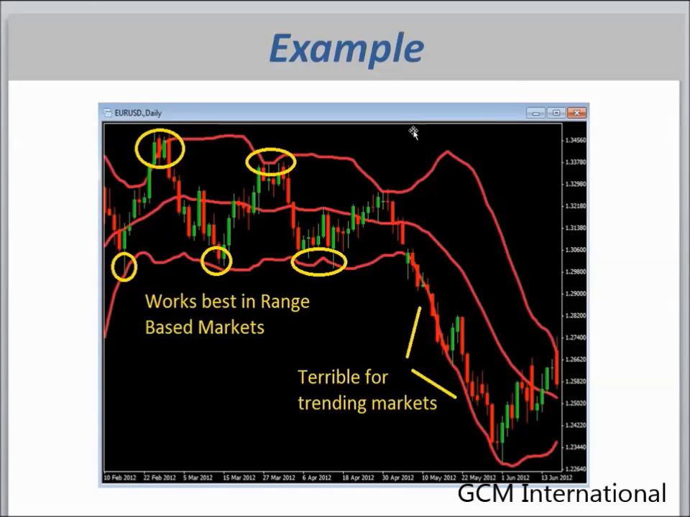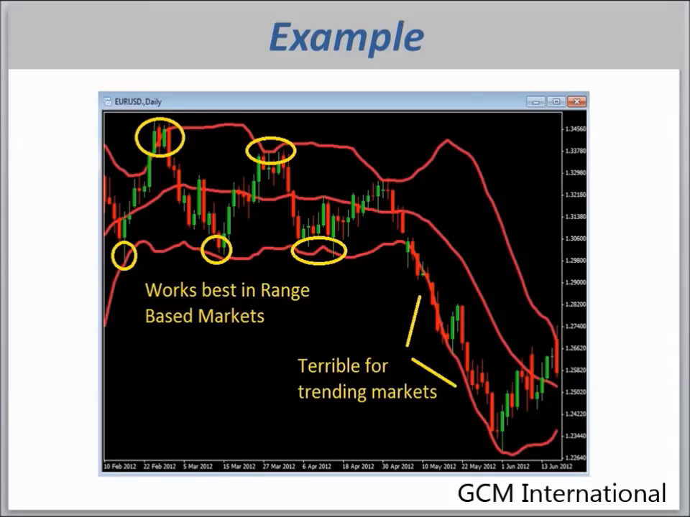Okay, so here we have an example. We have these lines on top, the lines on the bottom, and the middle line. These are your Bollinger Bands. Here's a chart of the Eurodollar. Whenever the Eurodollar trades to the lower band, it's considered oversold and a good time to buy. And whenever it trades up to the upper band, it's considered overbought, and it's a good time to short.